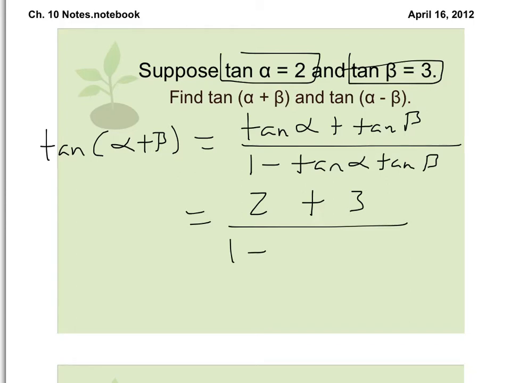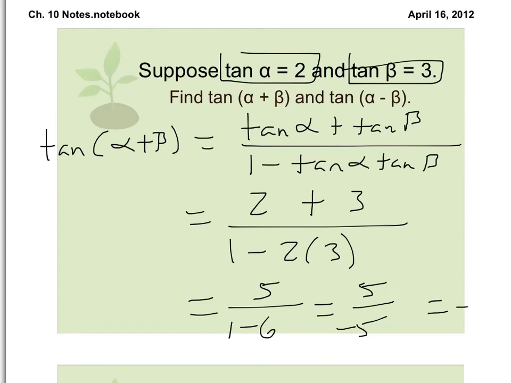1 minus, there's tangent of alpha again, and tangent of beta. And just like we saw previously when we used sine and cosine, we know we're ready to simplify because all the trig functions are gone. We simplify that and get 5 over 1 minus 6, which is 5 over negative 5, which is negative 1. Okay? That whole thing simplifies to negative 1.